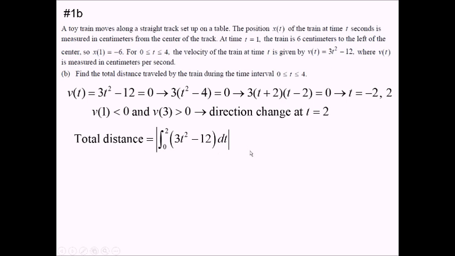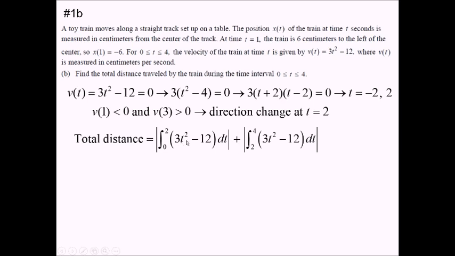Plus, I need the absolute value of the integral from 2 to 4 of the same function. Now, the only difference between these is that one of them is going to give us negative distance, the other is going to give us positive distance. So we're just making sure that they both give us positive distance. All right, so antiderivative time for this first one. Well, we already actually did this on the last problem, right?